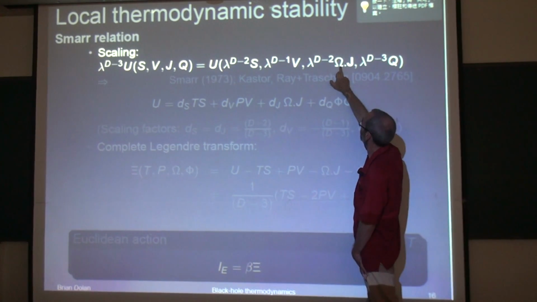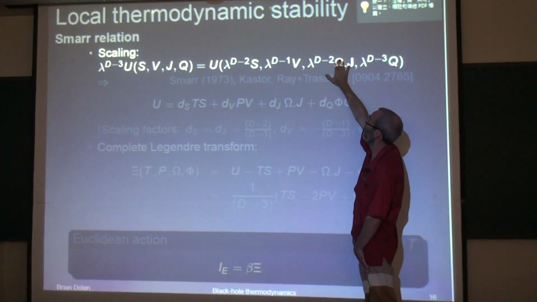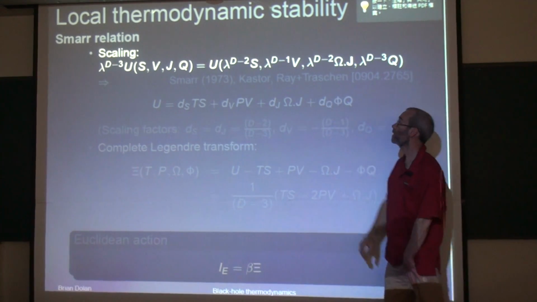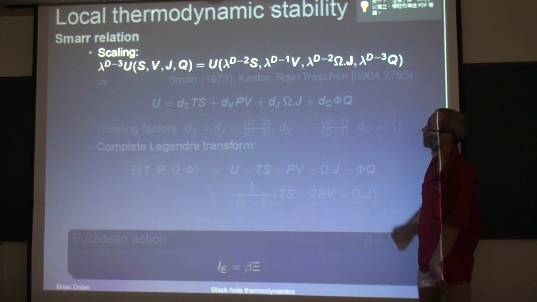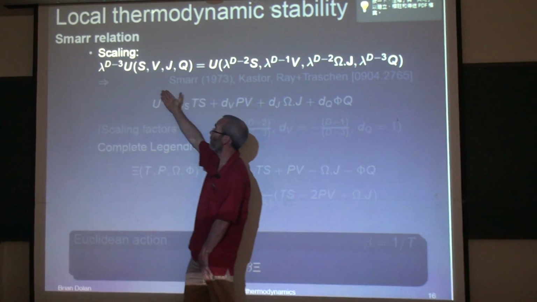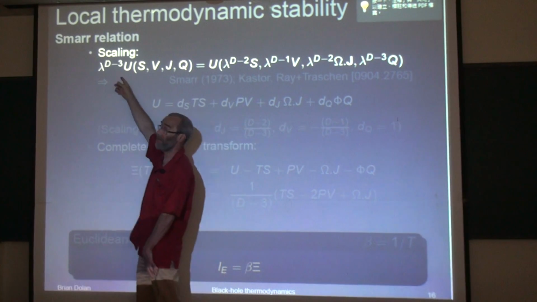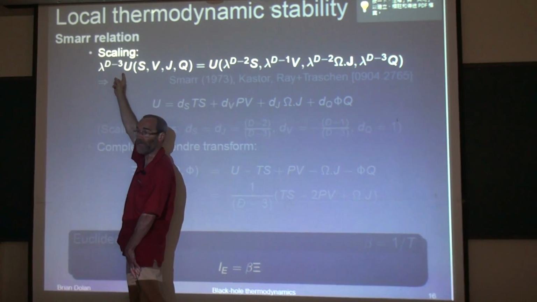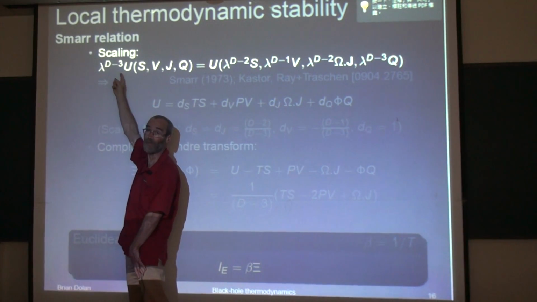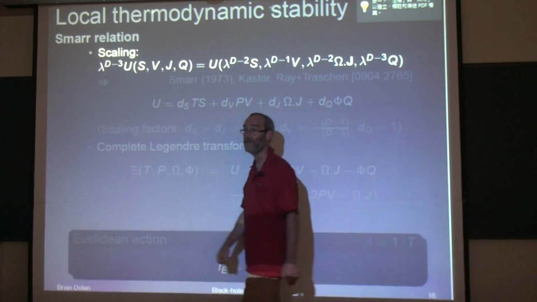Excuse me, it should be an omega there. That should just be J. The angular momentum scales as lambda to the T minus 2, and the electric charge scales like this. And the mass of a black hole always scales like lambda to the T minus 3 in space-time dimension capital D. So this T minus 3 is associated with the dimensions of Newton's constant in D space-time dimensions.